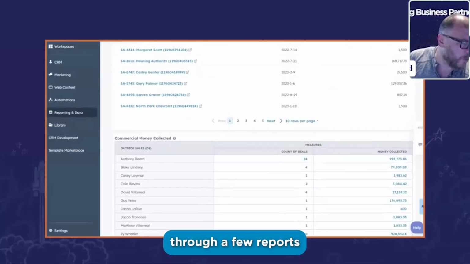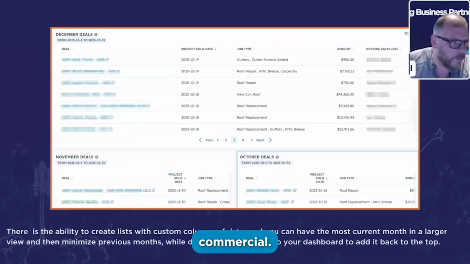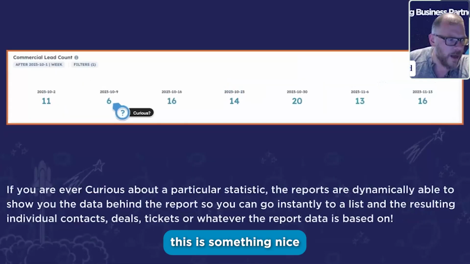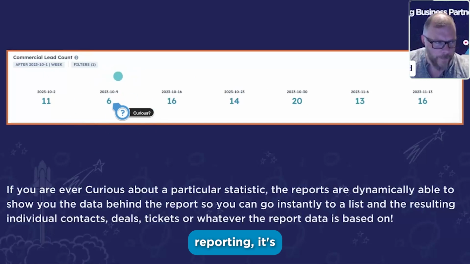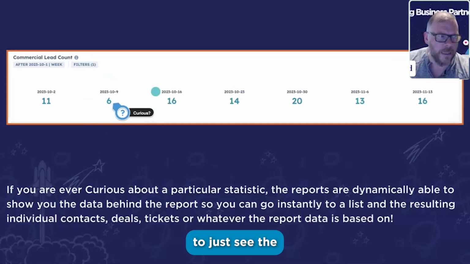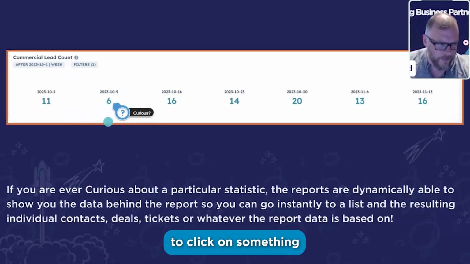So I'm going to jump through a few reports because this is commercial. This is year to date. This is something nice about reporting: when you're looking at reporting, it's not enough to just see the counts of things. One thing that drives us a little crazy about some CRMs is the inability to click on something and look at it.